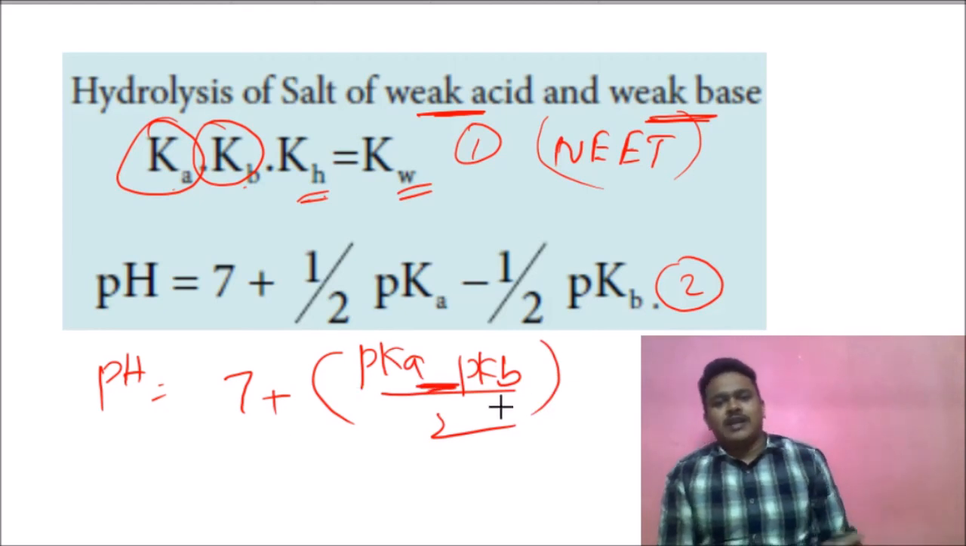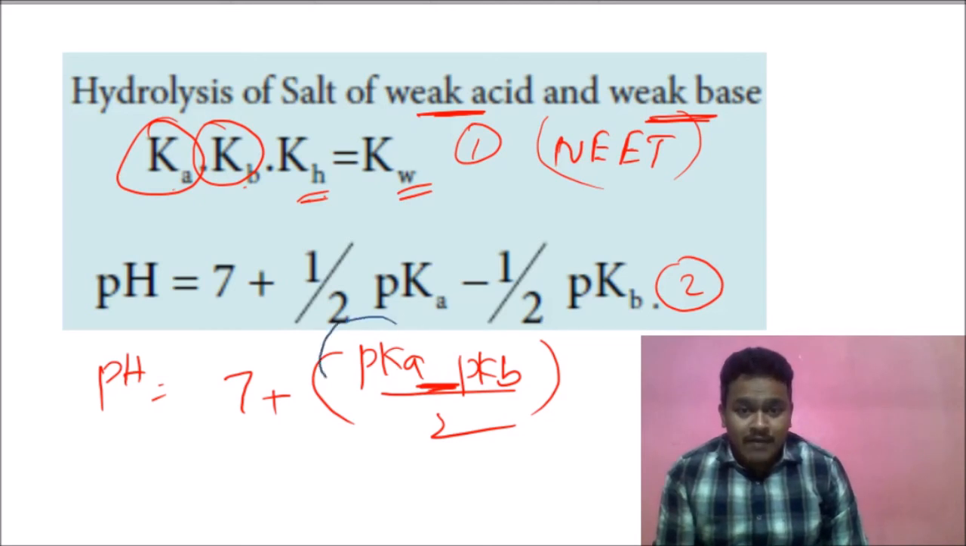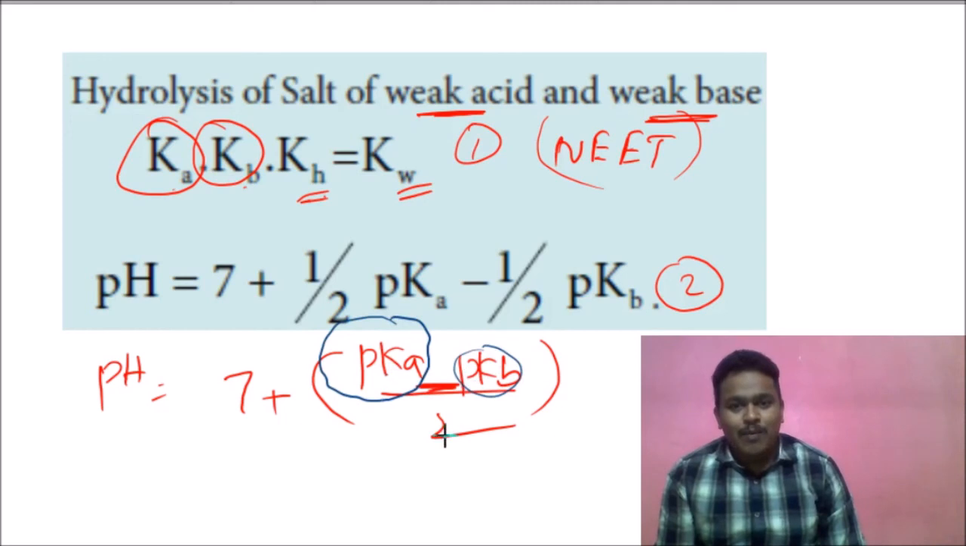This will decide the nature. I will explain how it will decide. For example, if the pKa value is more than the pKb value, then more minus less, a positive value will come. So 7 plus some positive value, at that time the nature is basic.